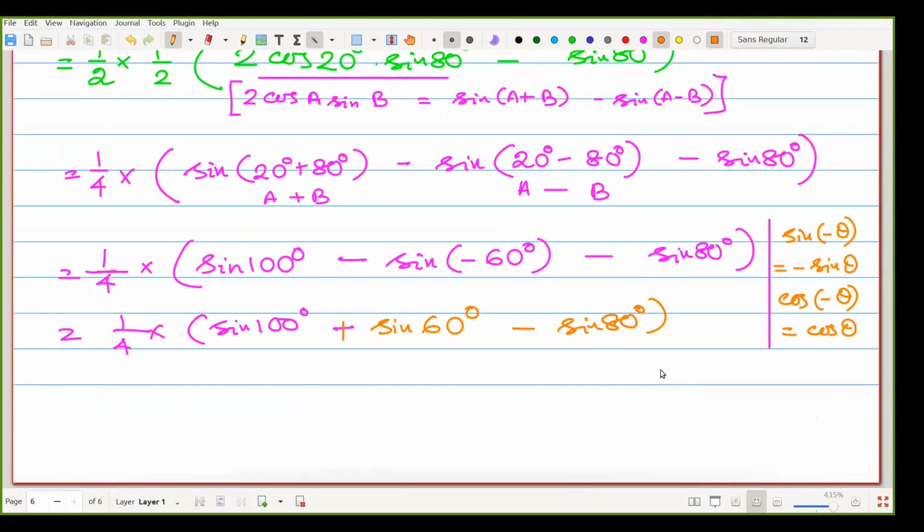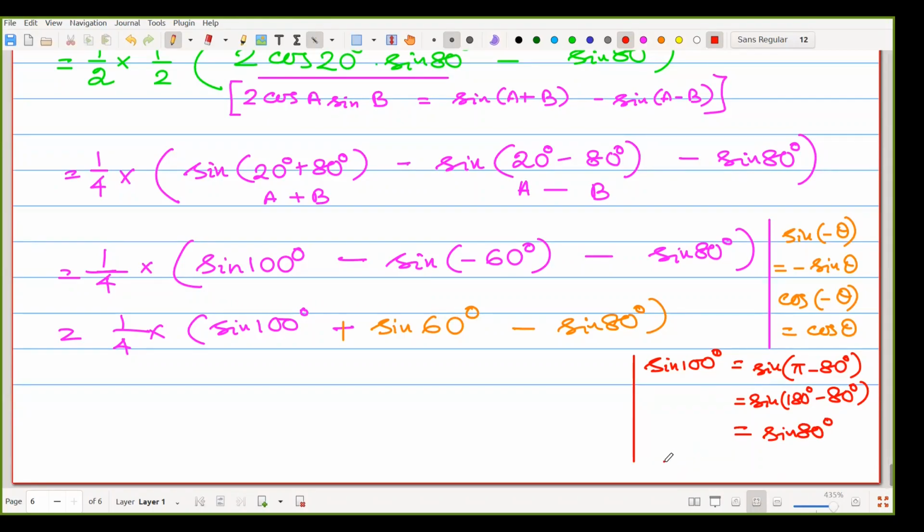Now the next part, that is sine 100 degree. Practically, sine 100 degree is equal to sine of pi minus 80, or we can say sine of 180 degree minus 80 degree, that is 100 degree. That can be written as sine 80 degree. That is called the sine of its supplement.